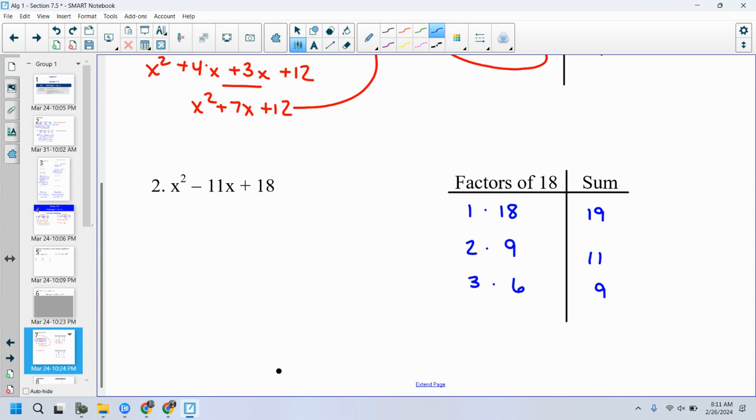What's my middle term? Be careful. Negative 11. Are any of these sums negative 11? Can I make them negative 11? Yeah, well, both of them negative. Look at that. Because what is negative 2 times negative 9? Still a positive 18, correct? Did I change the product at all? No, it's still positive 18. We're still good with that. What is negative 2 plus negative 9? Negative 11. So this one is just x minus 2, x minus 9. So if you need to make the factors negative, you can just make them both negative.